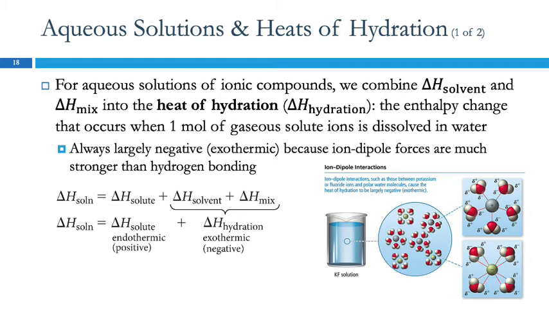And here we're talking about aqueous ionic solutions. For aqueous ionic solutions, this is always going to be a negative number, and fairly large, exothermic, because we're replacing the hydrogen bonding between the water molecules with these ion dipole forces, which are stronger than the hydrogen bonding. Because here we have a full plus or minus or even +2 or -2 charge on the ions, and so that's going to be a large release of energy.